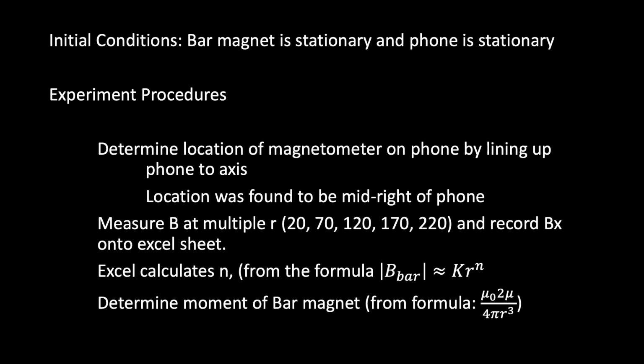And then Excel calculated n from the formula B bar equals k r to the n. And then we determined the moment of the bar magnet from the formula mu0 mu over 4 pi r cubed, and we set that equal to the B bar, and then we solved for mu.